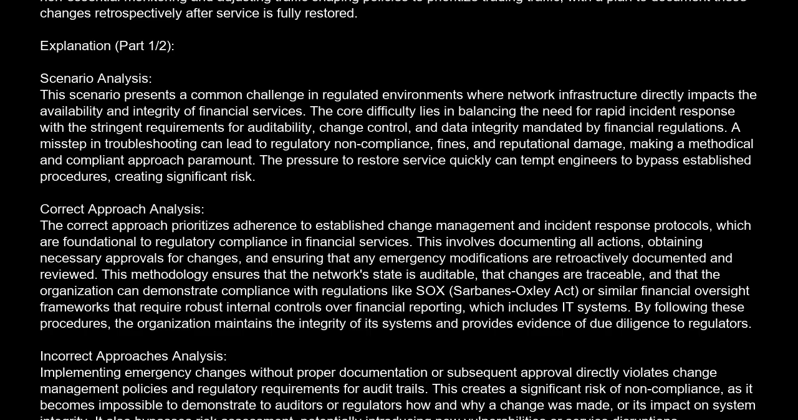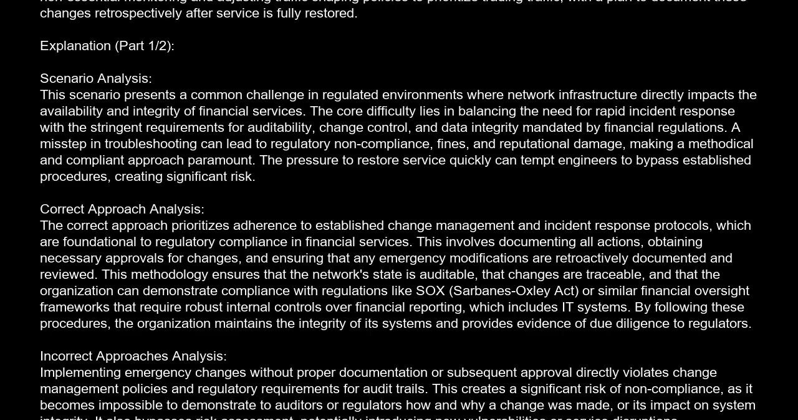Explanation. Scenario analysis. This scenario presents a common challenge in regulated environments where network infrastructure directly impacts the availability and integrity of financial services. The core difficulty lies in balancing the need for rapid incident response with the stringent requirements for auditability, change control, and data integrity mandated by financial regulations. A misstep in troubleshooting can lead to regulatory noncompliance, fines, and reputational damage, making a methodical and compliant approach paramount. The pressure to restore service quickly can tempt engineers to bypass established procedures, creating significant risk.